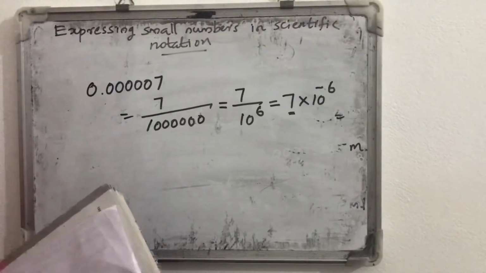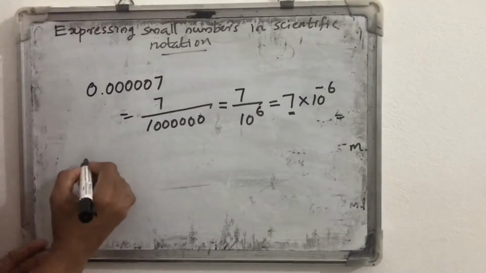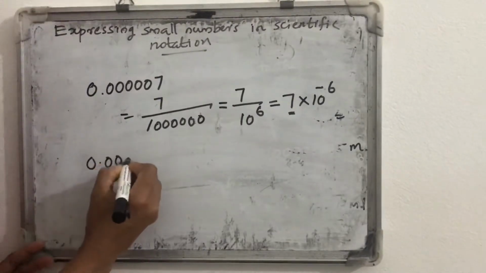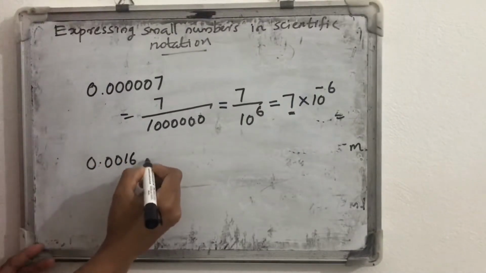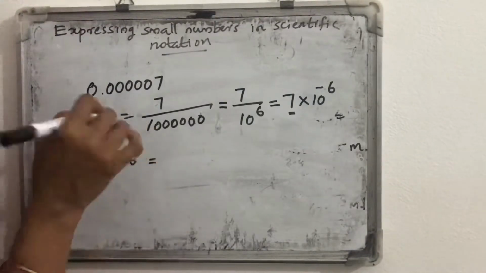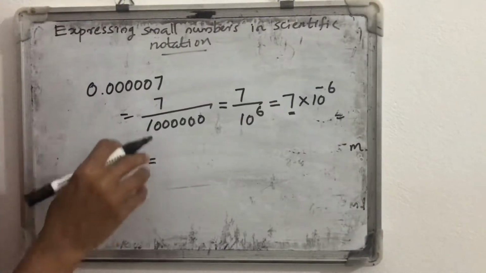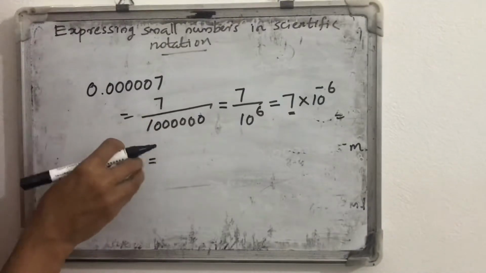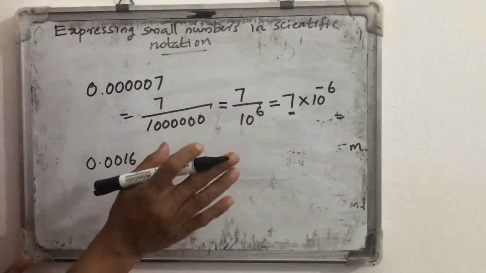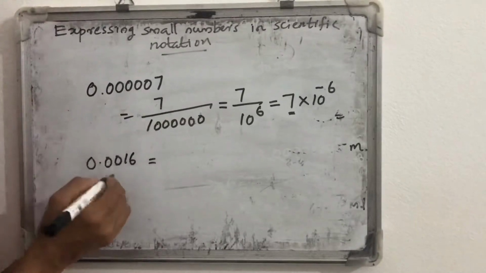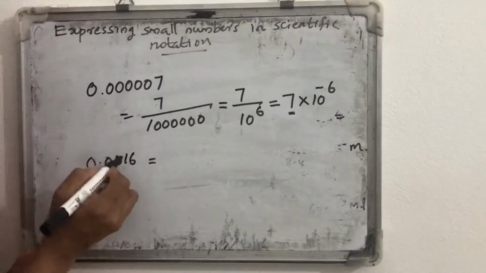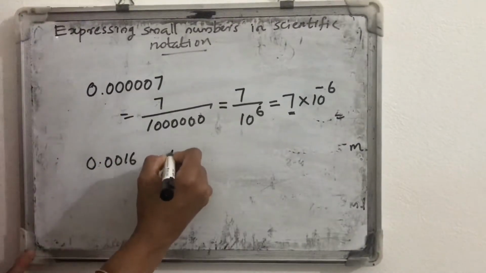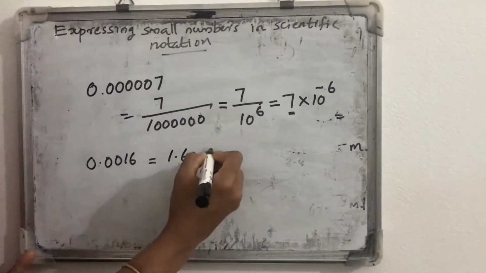Another example is 0.0016. If we write the number 0.0016 in standard form, there is no need to write it in fraction form first. We can directly write it in standard form by putting the decimal point here, after the 1. So 1.6 into 10 raised to.